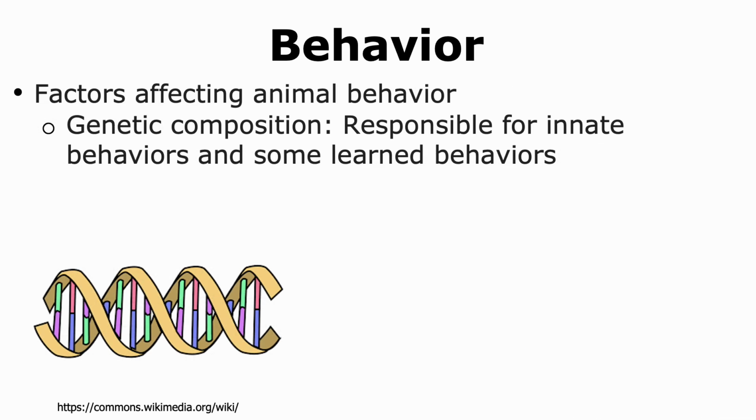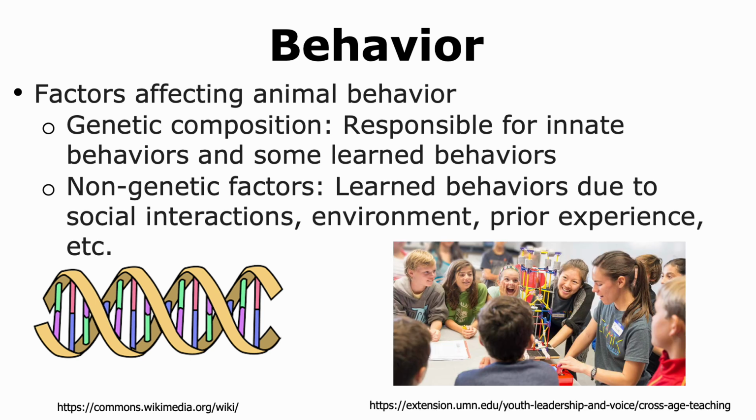There are different factors that can affect animal behavior, and one of them involves the genetic composition of the animal. The genetic composition is usually responsible for innate behaviors and some learned behaviors that are exhibited by the animal. There are non-genetic factors that can also affect animal behavior and are usually responsible for the learned behaviors. This occurs when the animal is able to socially interact with other animals or the environment or other factors that contribute to the behavior of the animal.